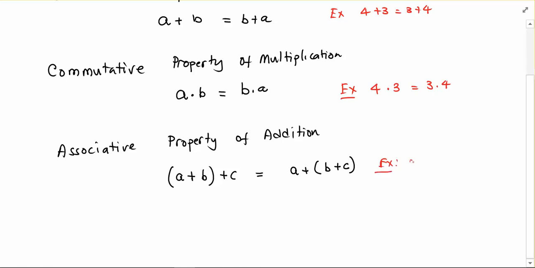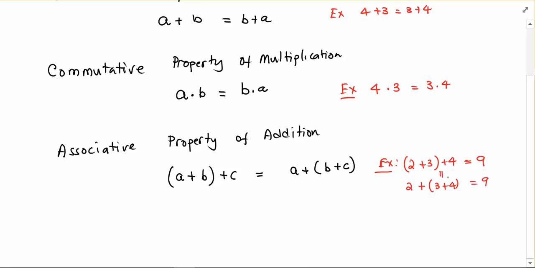Right? So that's the associative property, and we could do a simple example to convince ourselves that this is true. We'll do (2 plus 3) plus 4. Well, 2 plus 3 is 5, 5 plus 4 is 9. Would that be the same as 2 plus (3 plus 4)? Well, 3 plus 4 is 7, 7 plus 2 is 9. So indeed, these two are the same.